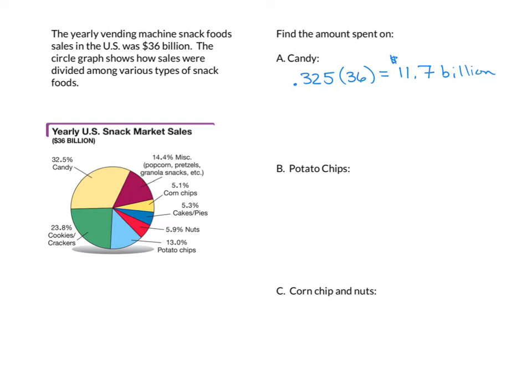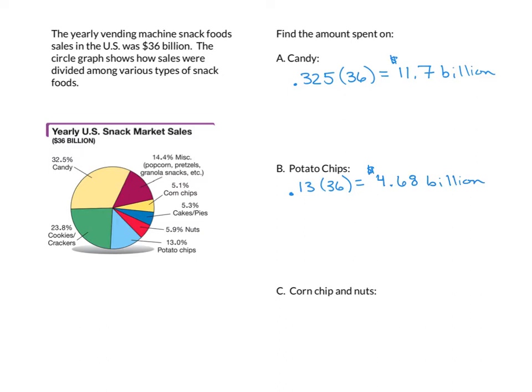Okay, let's try potato chips. Potato chips is 13%. I want to convert that to a decimal, so I'm going to make this 0.13. Remember, we move our decimal place 2 places to the left. We're going to multiply this times our total, and we get 4.68 billion dollars.